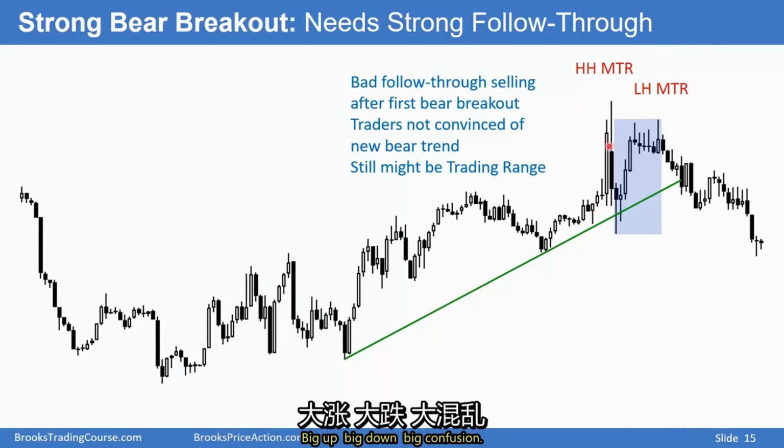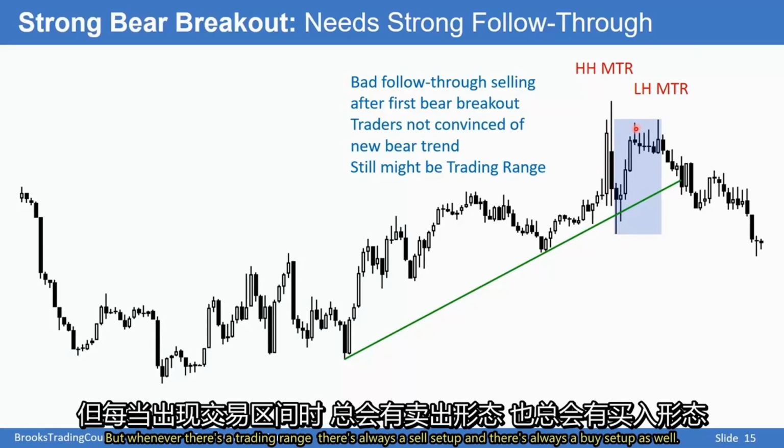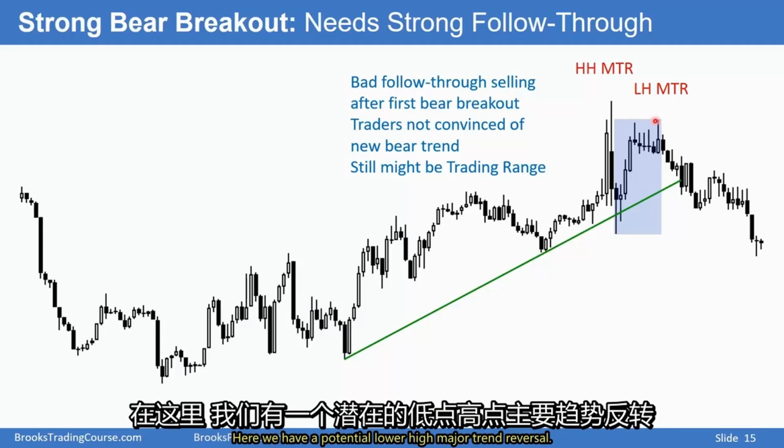Big up, big down, big confusion. Now we have big up, big down, and big up again, big confusion. Usually means trading range. But whenever there's a trading range, there's always a sell setup, and there's always a buy setup as well. Here we have a potential lower high major trend reversal.